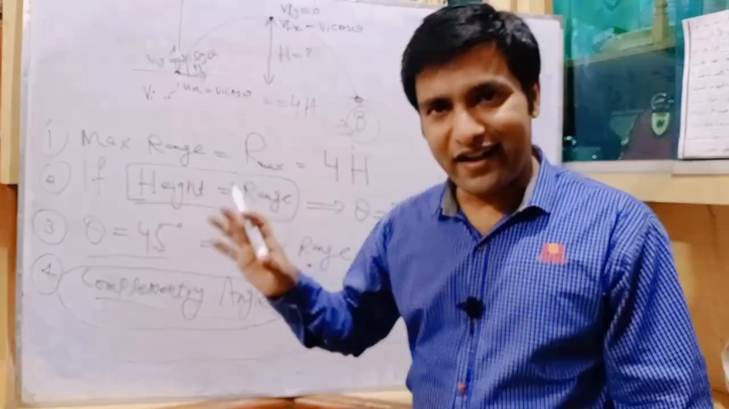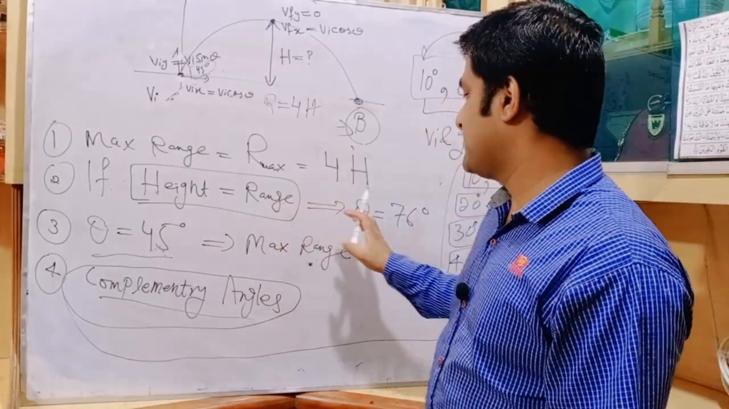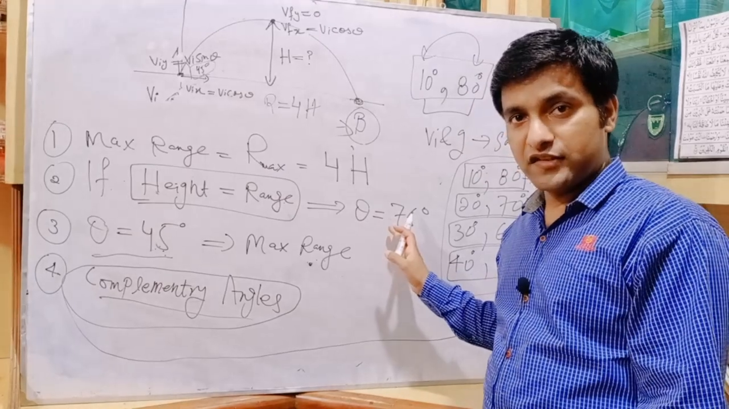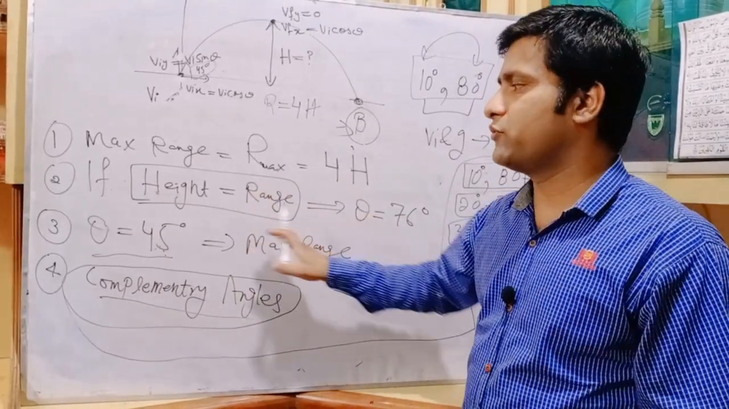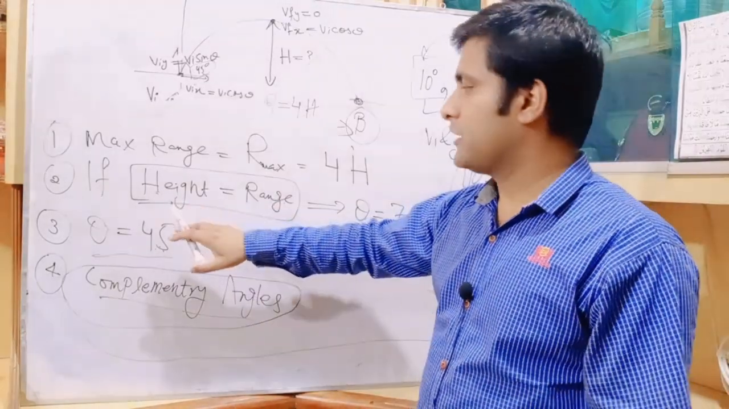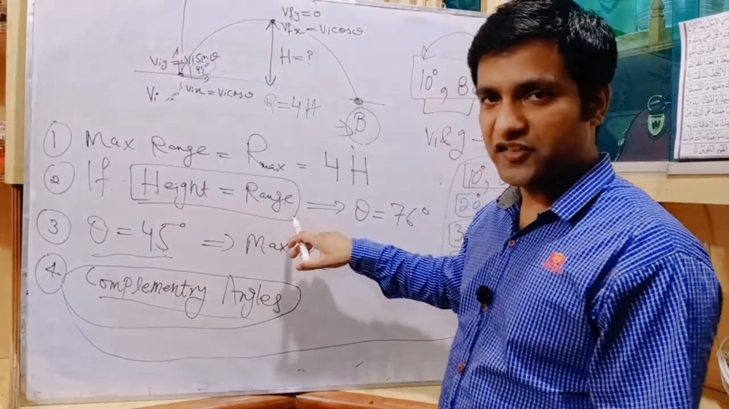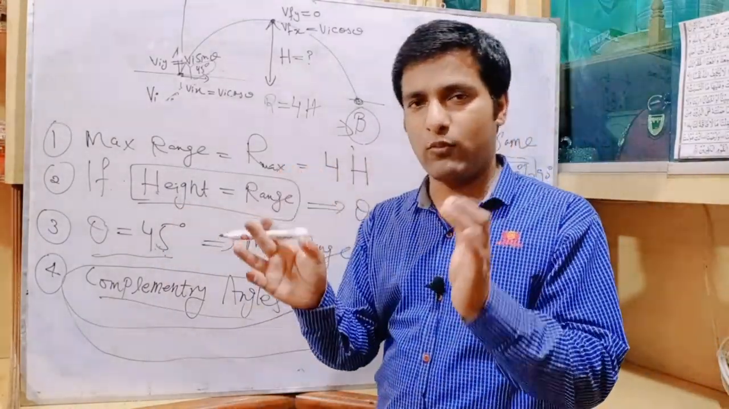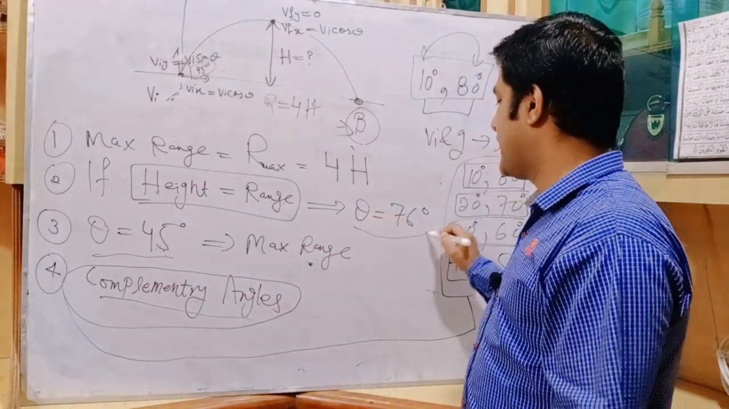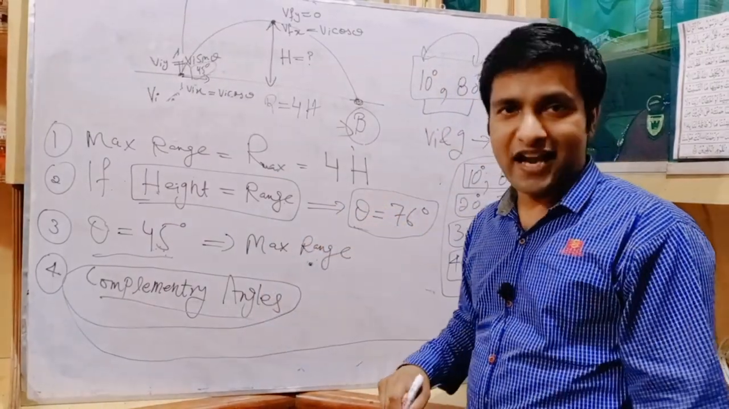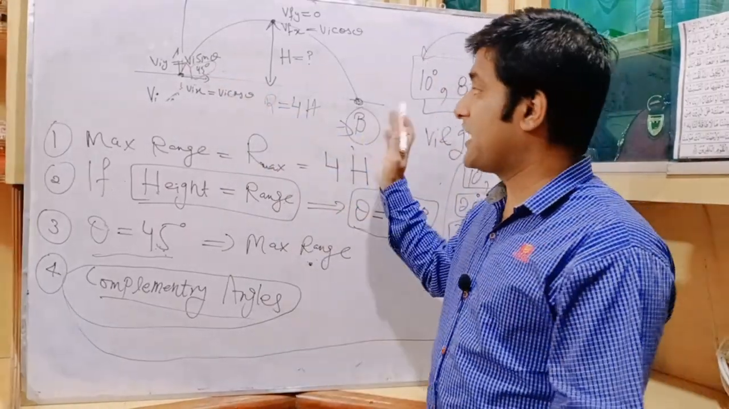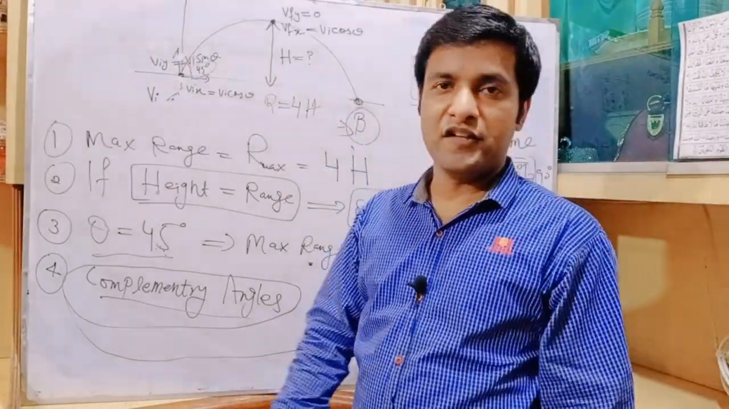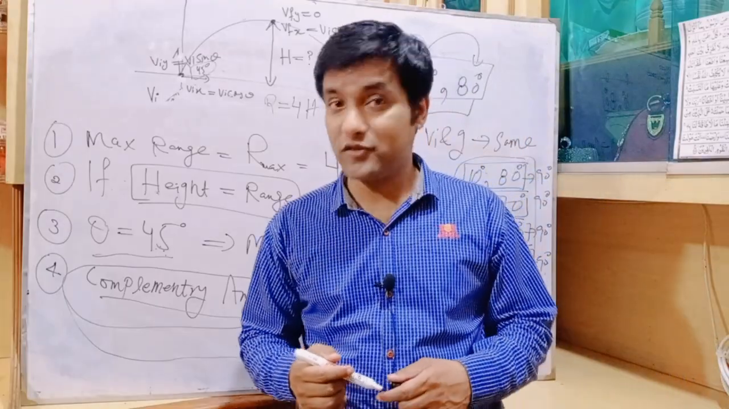If the projectile height is equal to the projectile range, then the angle would be 76 degrees. So remember this point. You can find out this angle by keeping the two expressions equal. You have the height expression and you have the range expression. If you keep them equal and find theta, that would be 76 degrees. That means if you throw your satellite with the angle of 76 degrees, your range would be equal to the height. So vertical distance would be equal to the horizontal distance.